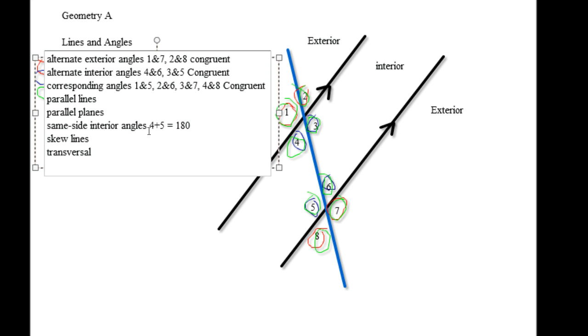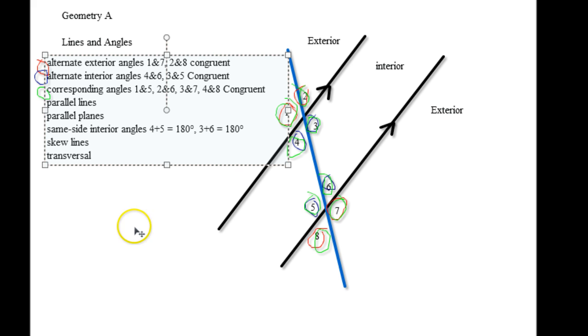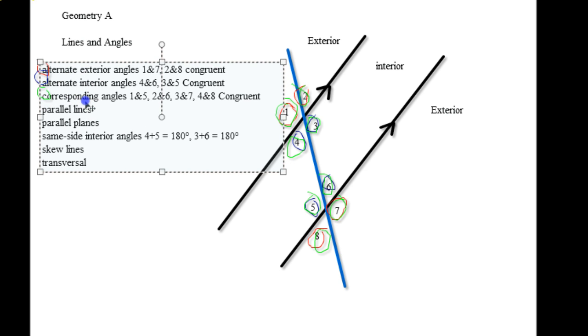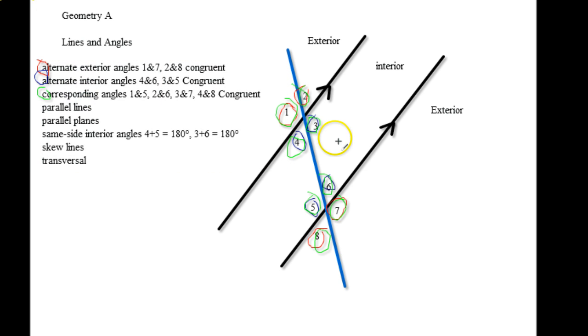Oh man, where's that degree symbol? There it is. There we go, 180 degrees. And angles 3 plus angle 6 equals 180 degrees. Okay, so that means that they're supplementary. Let me move this down. There we go. So these two add up to 180.